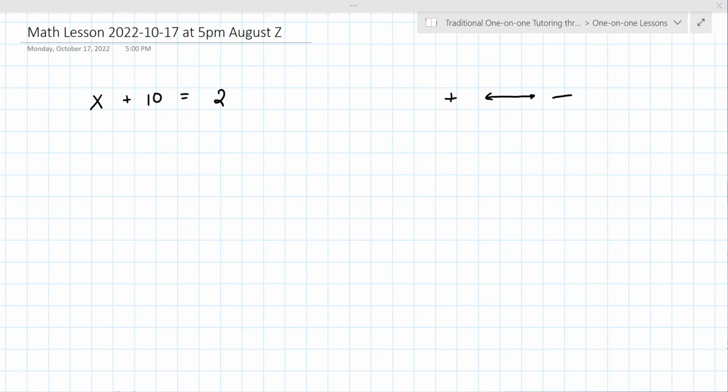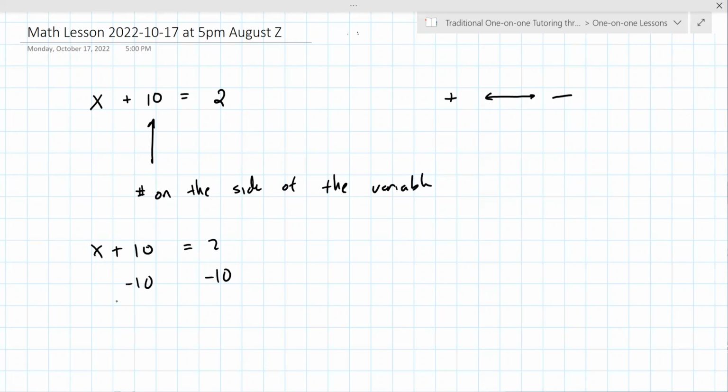So how do you solve this problem? What number do you need to add or subtract to both sides of the equation? Do you recall from last time? Probably isn't it the 10? Yeah, it's a little bit of uncertainty, but it's always the number on the side of the variable. Okay, so in this case, you're going to subtract 10 from both sides of the equation.